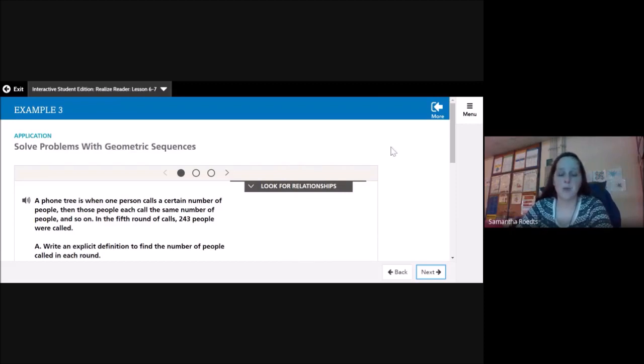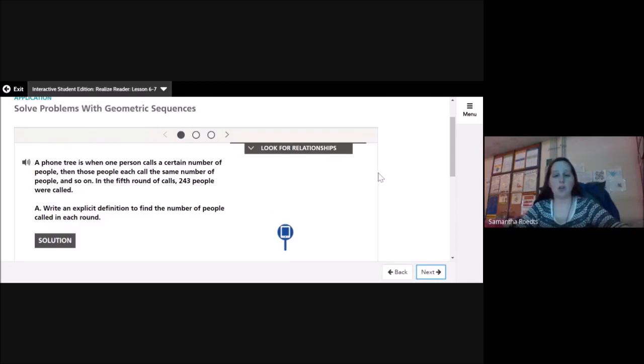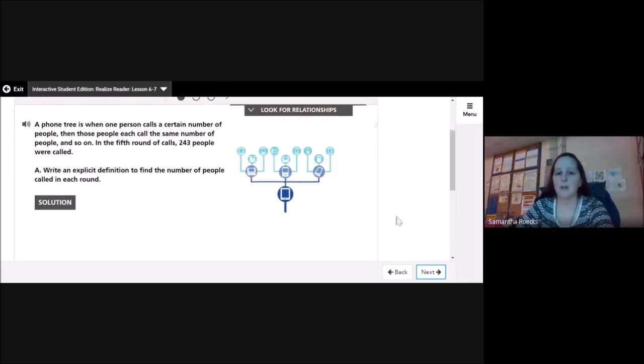Example 3, solve problems with geometric sequences. So a phone tree is when one person calls a certain number of people, then those people each call the same number of people, and so on. So like if I called 2 people and each of those people called 2 more people. Okay, so if we're looking at it, one person calls 3 people, that person calls 3 people, each of those people call 3 more people.